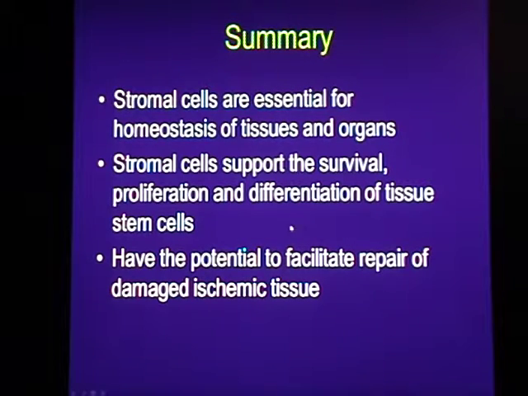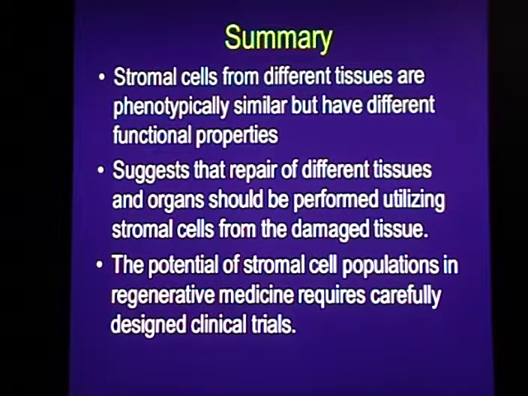So in summary, our data suggests that stromal cells are essential for homeostasis of tissues and organs. The stromal cells support the survival, proliferation and differentiation of tissue-specific stem cells, and stromal cells have the potential to facilitate repair of damaged ischemic tissue. Stromal cells from different tissues are phenotypically similar but have different functional properties. This suggests that repair of different tissues and organs should be performed utilizing stromal cells from the damaged tissue.